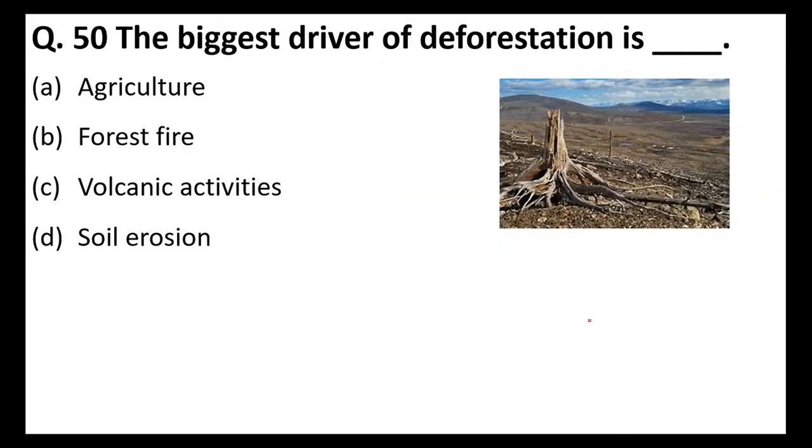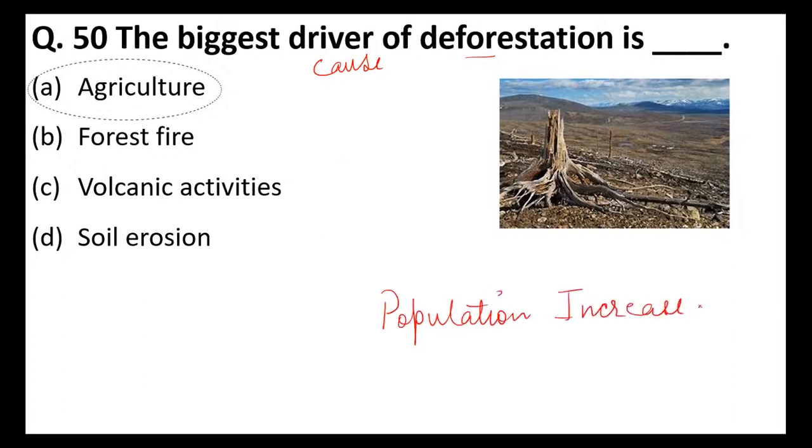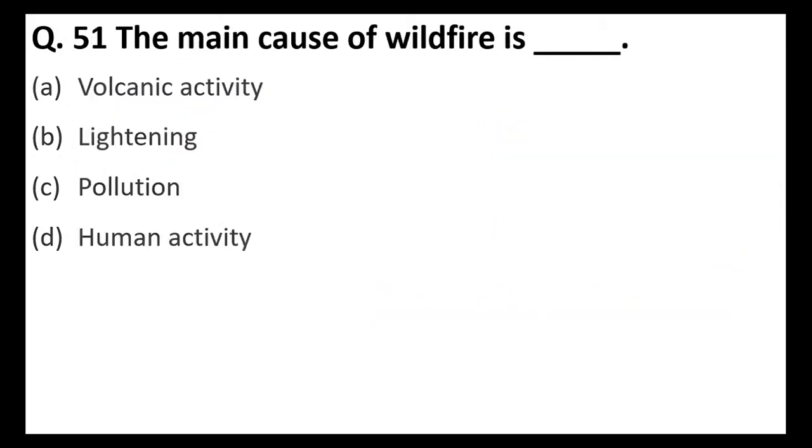The biggest driver of deforestation is agriculture, forest fire, volcanic activities, or soil erosion? The biggest cause is agricultural activities, because the population is increasing. So you have to feed so many mouths, and because of which the agriculture industry is under pressure to produce more crops. Hence they have to clear the forest to make agricultural land.